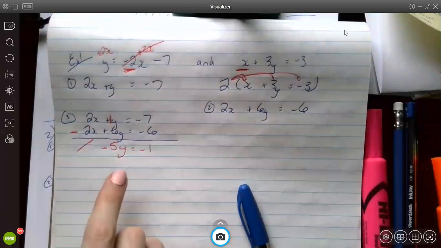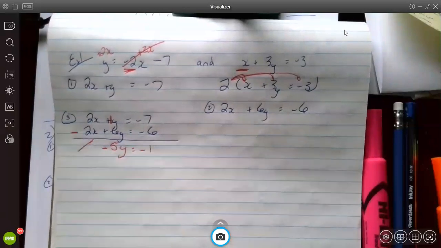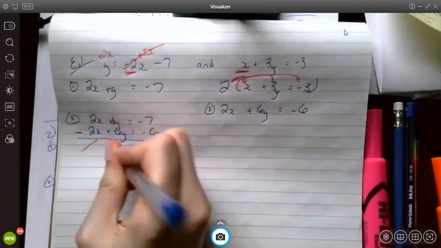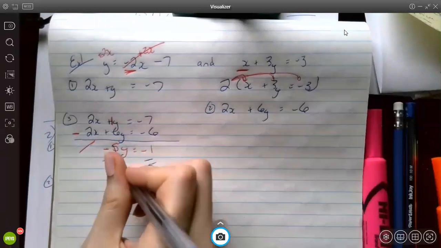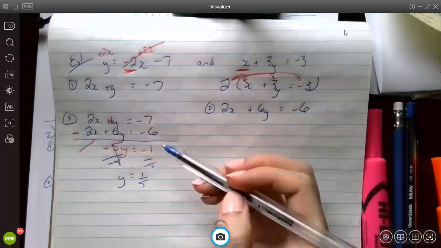Of course, then I need to isolate my y. So I'll divide by negative 5. And that leaves me with y equals 1/5, because these negative signs will cancel out.